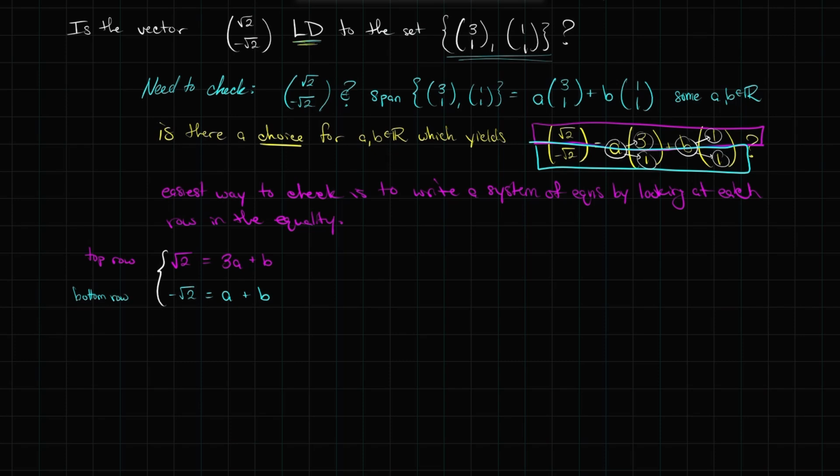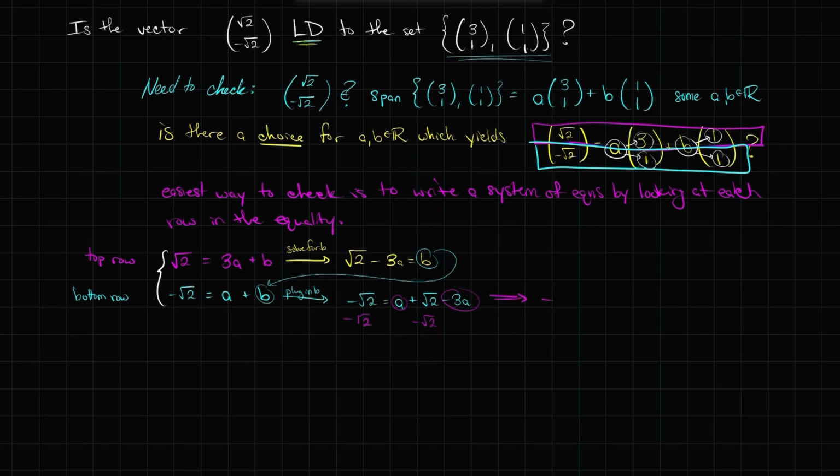And now we just have to ask ourselves the question, does this have a solution? So let's check and see if this has a solution. The easiest way to do this, just like a previous video, is the substitution method. Let's solve for B. We get root 2 minus 3A equals B. Now that I know that, I can plug B into the second equation, and I end up with negative root 2 equals A plus root 2 minus 3A. If I simplify everything, what do I have? I can subtract root 2 from both sides, and I can combine my terms that all have A's on them.